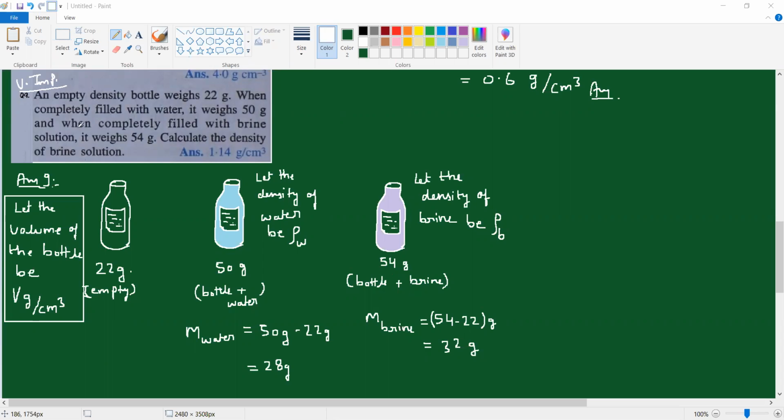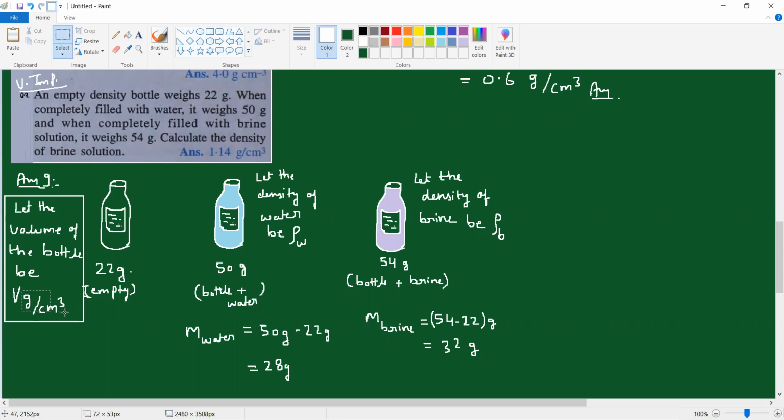See, as per the question, the empty bottle's weight was given as 22 gram. Suppose there is a weighing scale and we have placed the empty bottle on the weighing scale and we have got the reading as 22 gram. We have assumed that the volume of the bottle be V centimeter cube. Why centimeter cube? Because all the units are given in CGS system, meaning gram, so we also suppose the volume to be in centimeter cube. Wait, there is a mistake.